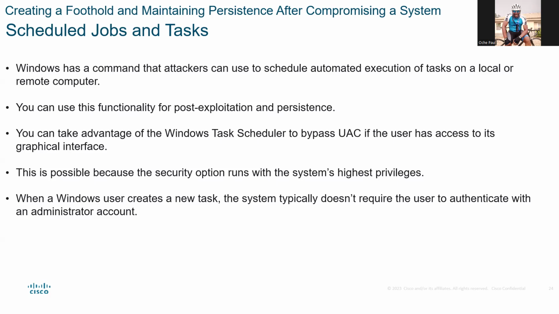So you can use the functionalities that exist in the Windows environment for the purpose of automated execution. You can use them for post-exploitation and persistence, so I can sit on your system for a while. You can take advantage of the Windows task scheduler to bypass UAC, if the user has access to the graphical interface. This is possible because the security option runs with the system's highest privileges in the case of Windows. That's why most of the attacks are faced by Windows users.